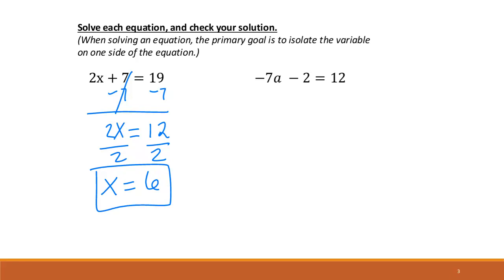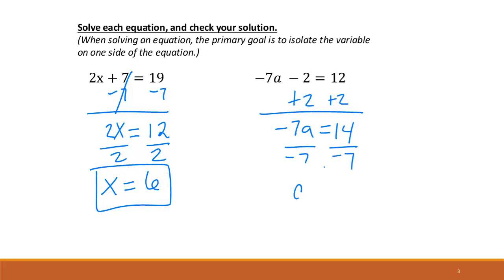For this second one here, our variable is a, so we're going to solve for a. I'm going to add 2 to both sides. And once I do that, I see that I just have this negative 7 times a on the left-hand side. So I'm going to divide by negative 7 on both sides to give me a is negative 2.